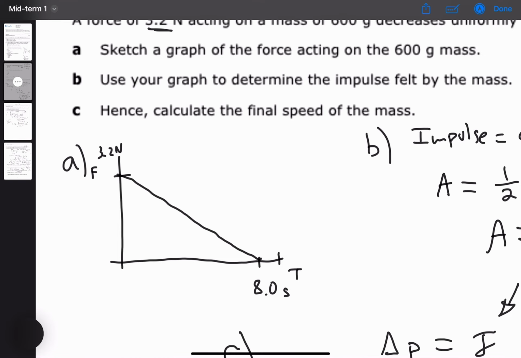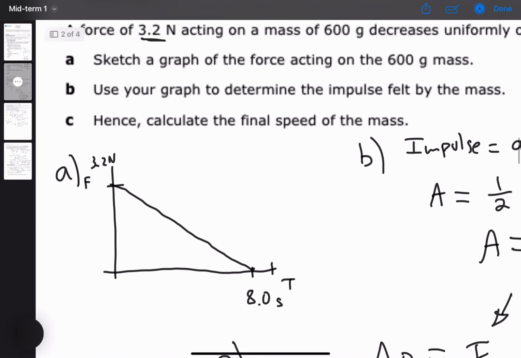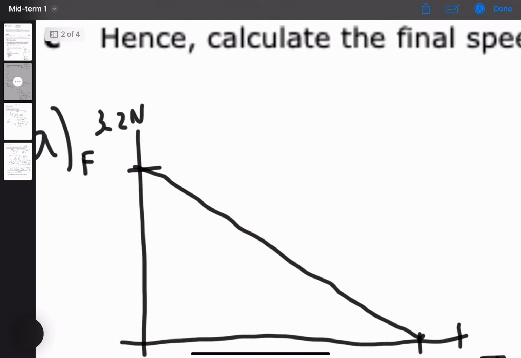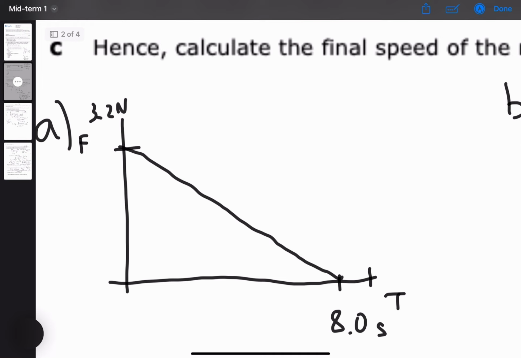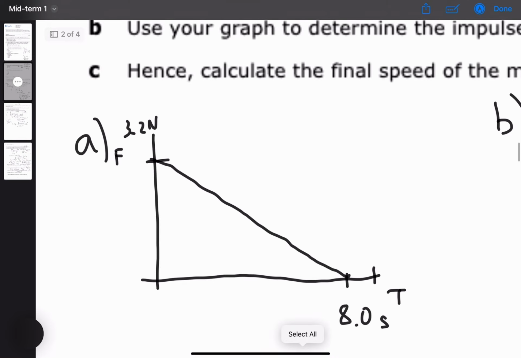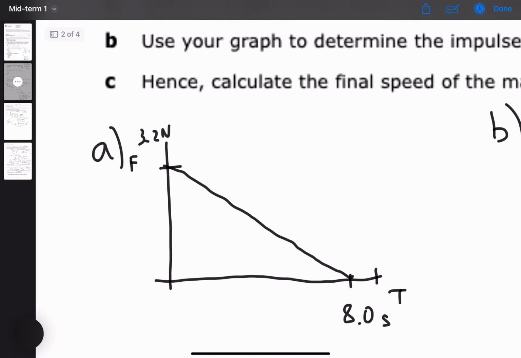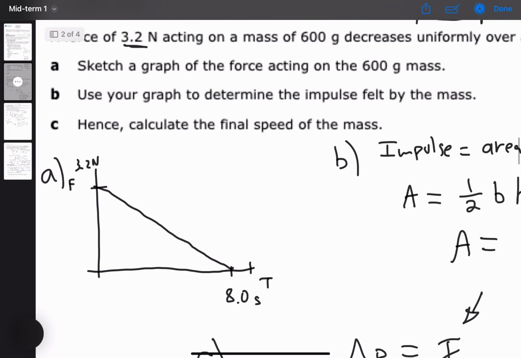So the highest value here is 3.2 newtons, and it will get to 0 after 8 seconds. So the graph looks something like this. It's a triangle. Okay. Now letter B.